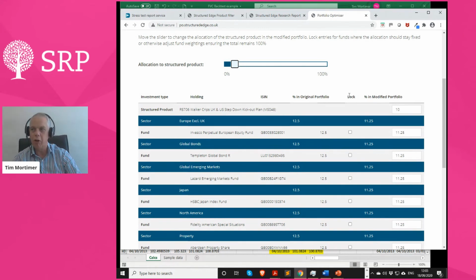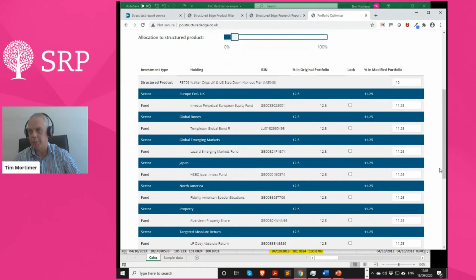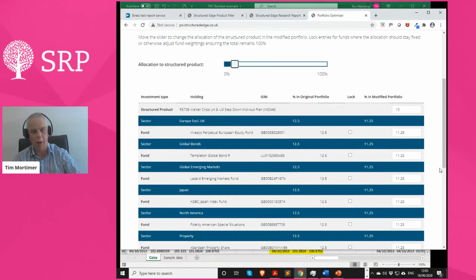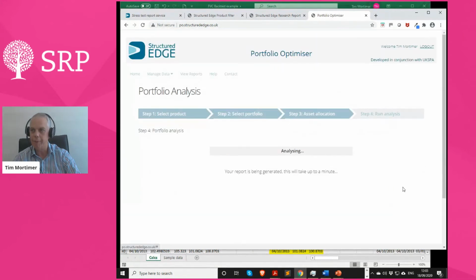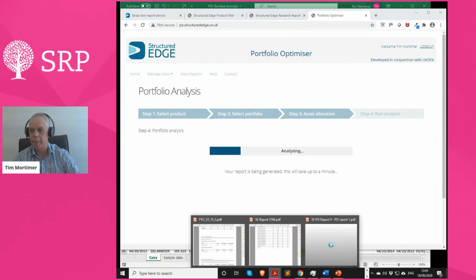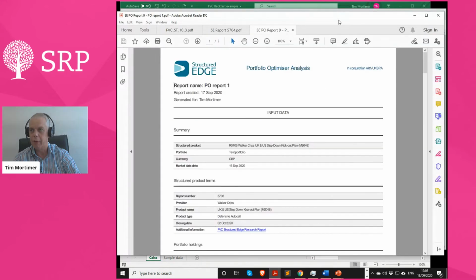It is possible on our system to lock certain allocations of funds you want to keep and reduce others. And other people take a similar approach. But basically, you want a simplified way of seeing what will happen. Then you go to step 4 and do the analysis. So this runs in real time, and hopefully it'll be very quick. I also have it popped up here, but let's see if it comes back.